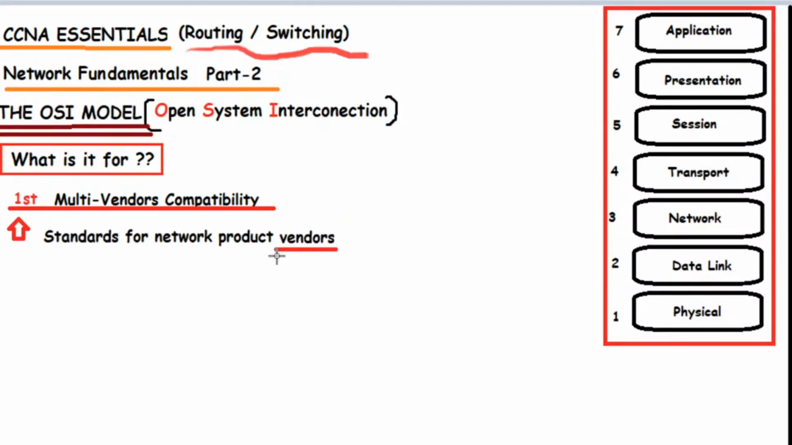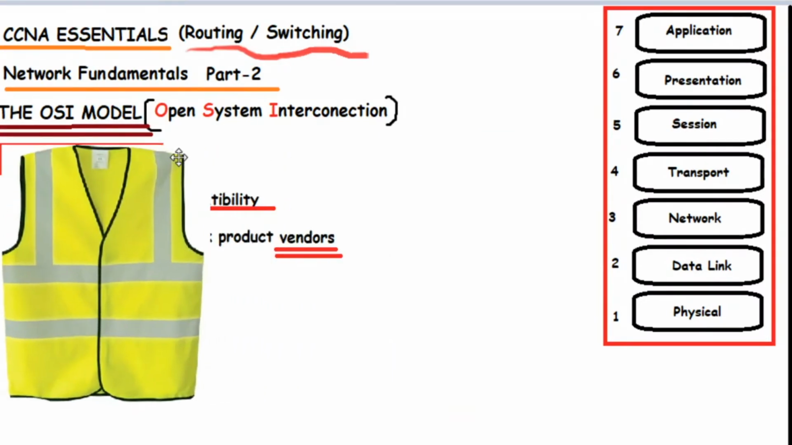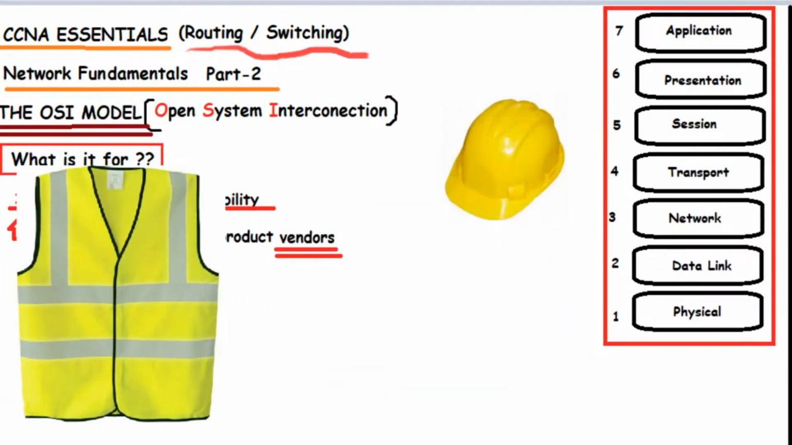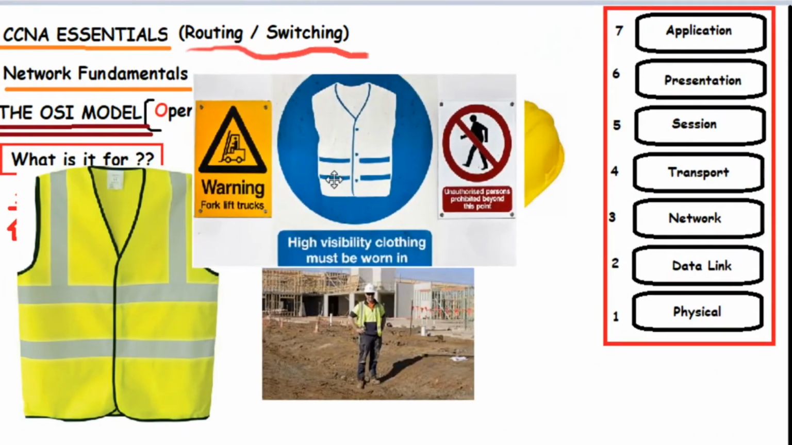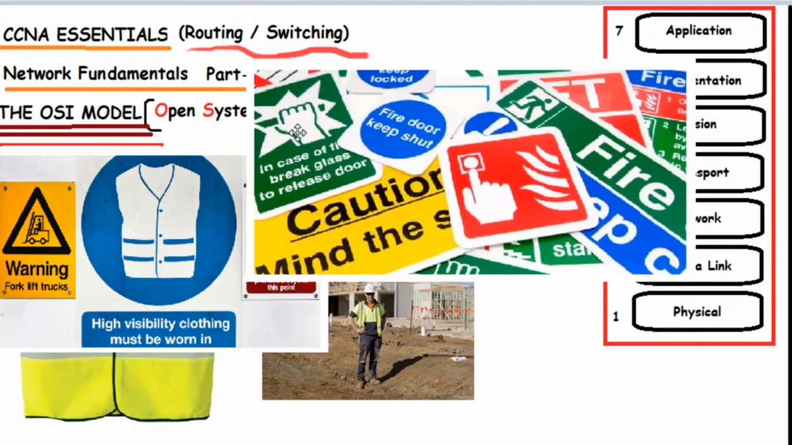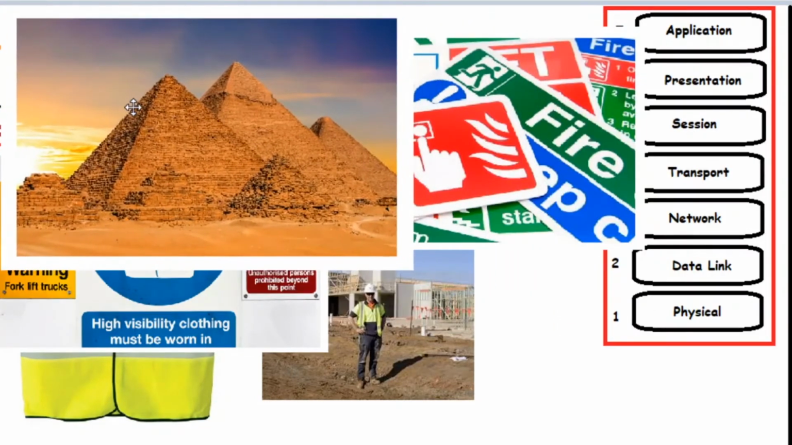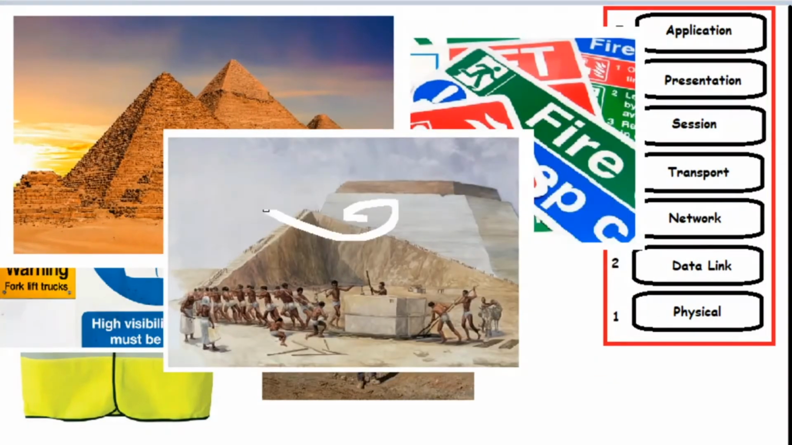It's like the equivalent of, for example, you need to have a high vis and a safety helmet before entering a building site. That is one of the many health and safety standards, even though those who built the pyramids only had minimum clothing on. That's a discussion for another day.